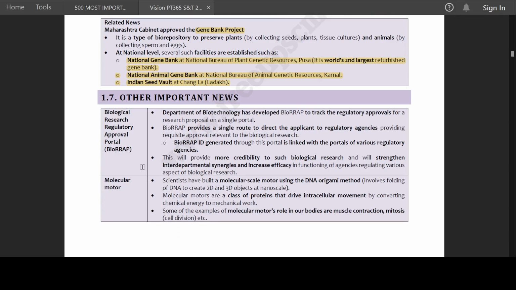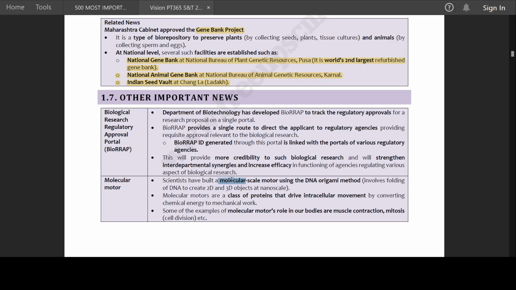Biological Research Regulatory Approval Portal, BioRRAP. It was developed by Department of Biotechnology to track the regulatory approvals for a research proposal on a single portal. Molecular motor: scientists have built a molecular scale motor using the DNA origami method.